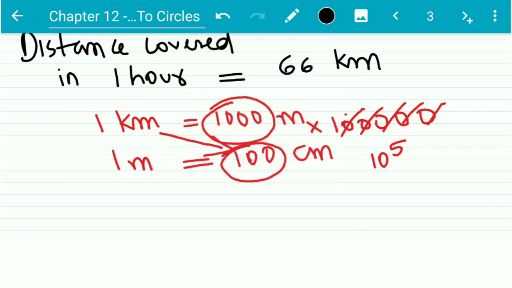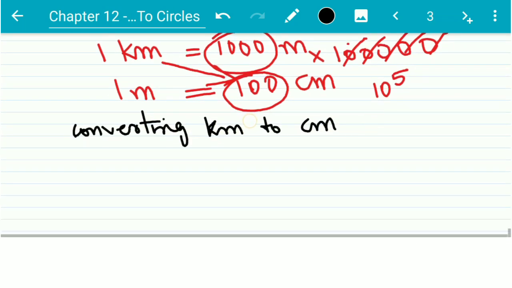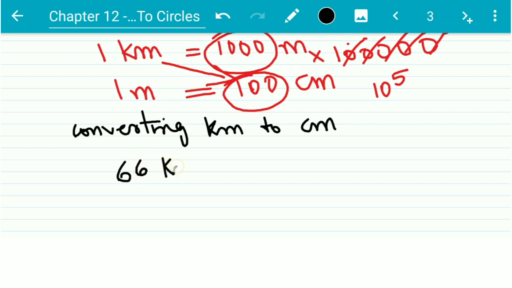So, write converting kilometer to centimeter. Then write 66 kilometer is equal to 66 into 10 raised to 5 centimeter. Now, we have converted kilometer to centimeter by multiplying it into 10 raised to 5.